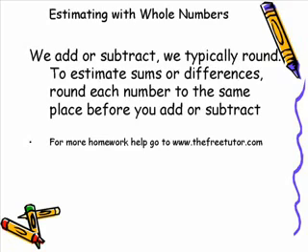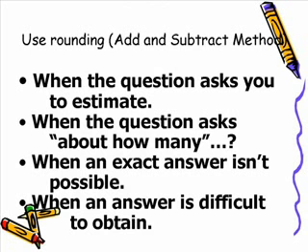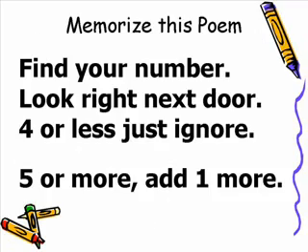Estimating with whole numbers. When we add or subtract, we typically round. To estimate sums or differences, we want to round each number to the same place before we add or subtract. We typically use rounding when we add or subtract an estimation, when the question asks you to estimate, or asks you about how many, or when an exact answer isn't possible, or when an answer is difficult to obtain. I would encourage you to memorize this point.